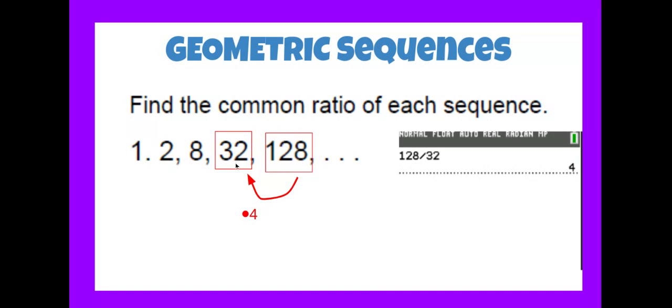So when you're dividing backwards, it shows you what operation you should be performing forward. And that should match up for each number in the sequence. If it's not the same number, then this is not considered a geometric sequence.